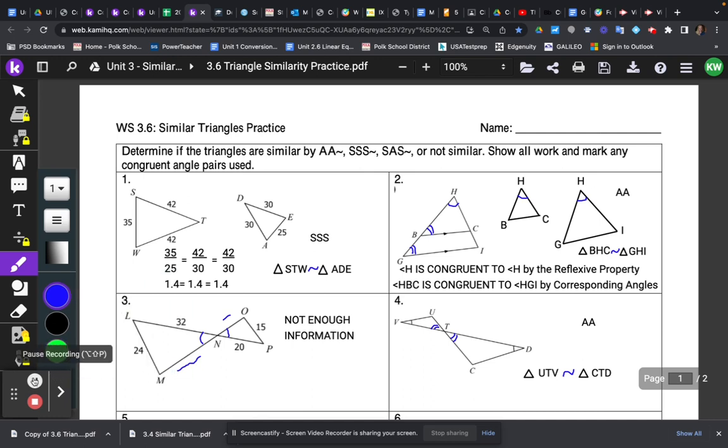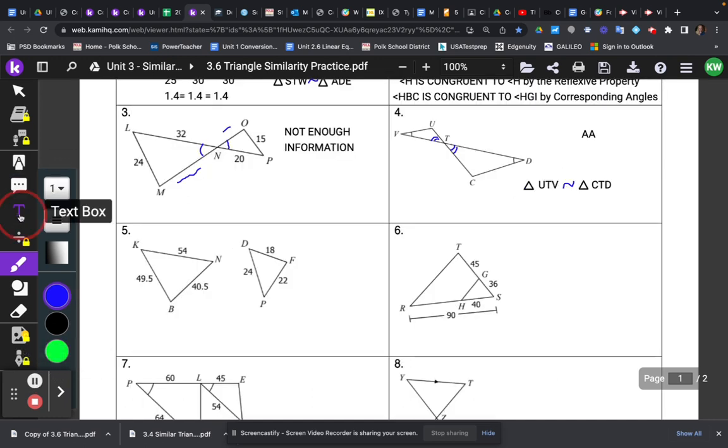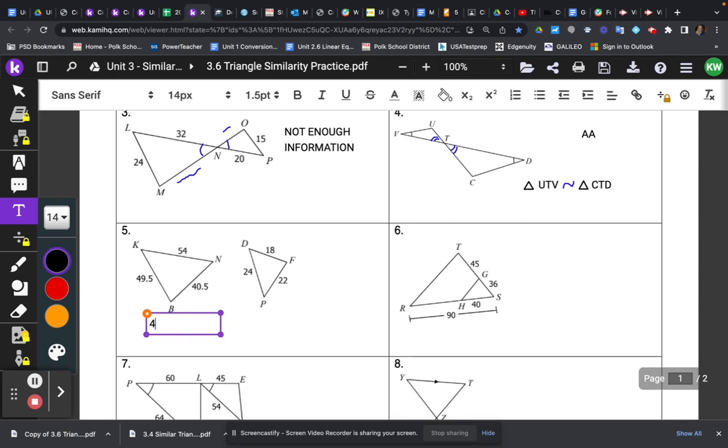Let's try more. Now, again, I like my little technique. I like to go small, medium, and large when I set them up. So I'll say 3.5, then I'll say 49.5. Again, I'm putting them in numerical order, right? From the smallest to the greatest. And then the last one will be 54. Now I got those all from triangle KNB.